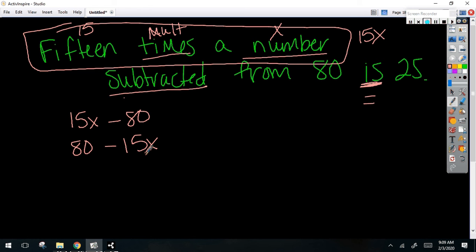So you take it away from 80. To take it away from 80, you have to start with 80, right? If I take $10 away from George, I have to start with how much George has first and then take $10 away, right? So it's 80 minus 15x. Is means equal. What's it equal? 25. Let's give you one to try.